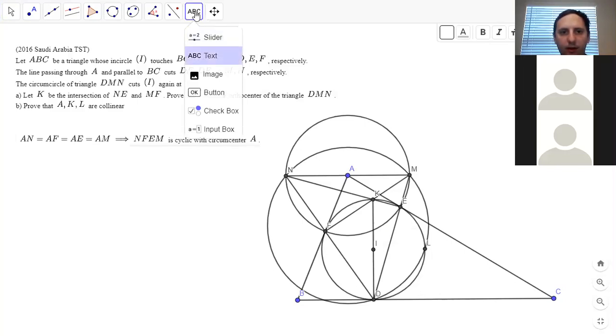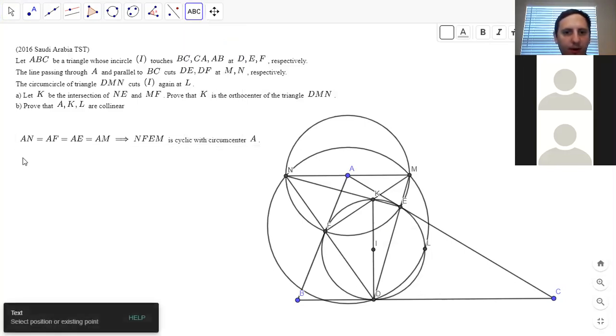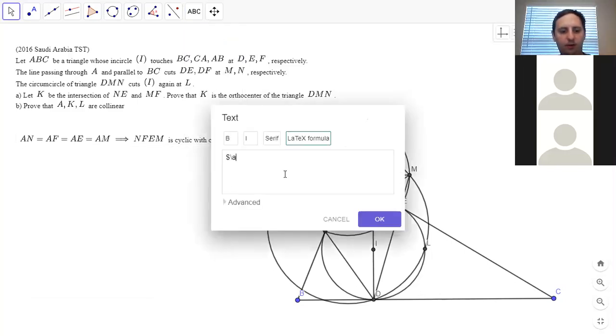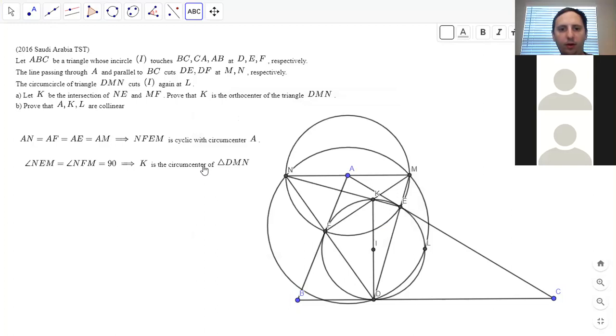Since angles NEM and NFM are 90 degrees, that means that K is the circumcenter of DMF, or DMN. That's part A. The orthocenter. Oh, sorry, orthocenter.